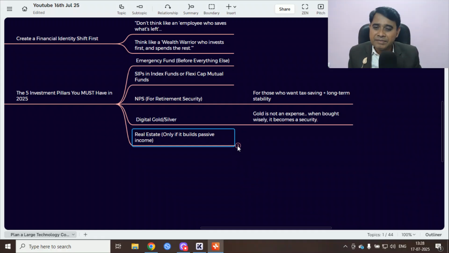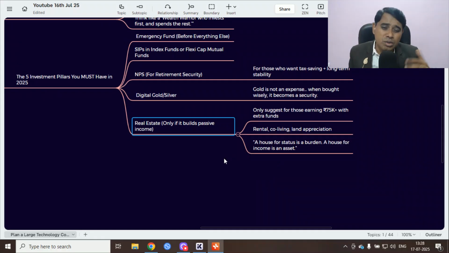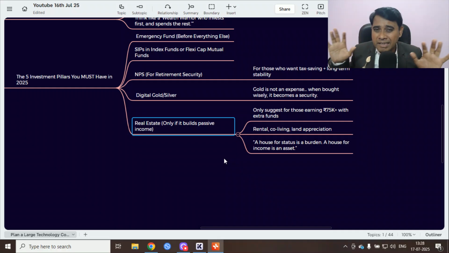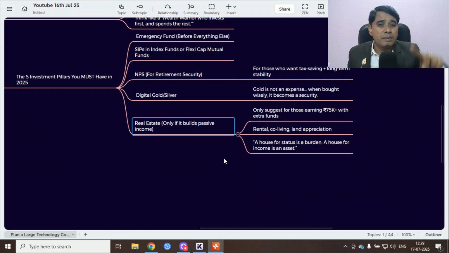Real estate is the fifth segment you should take care of. Everybody knows that only if it builds passive income should you go and invest in real estate. Otherwise, no. Why? Because I only suggest it for those earning 75,000 plus with extra funds. Otherwise, don't be in a hurry. Consider rental, co-living, and land appreciation values in prime locations where the water is good, the transportation is good, and where the offices are. Then only go and plan and purchase that property so that the rental amount comes in a consistent way. Otherwise, if you purchase in city outskirts or different lands, assuming the value will appreciate, okay.